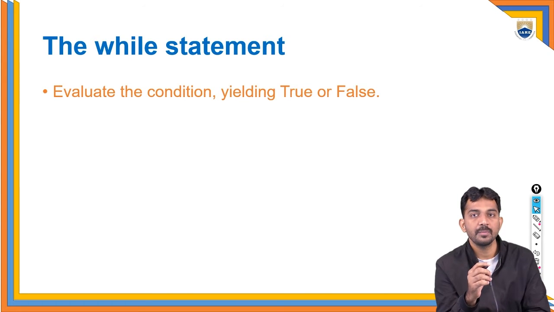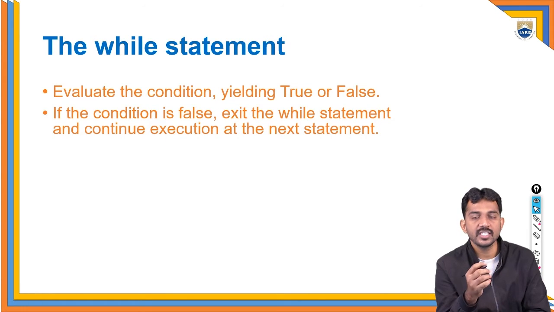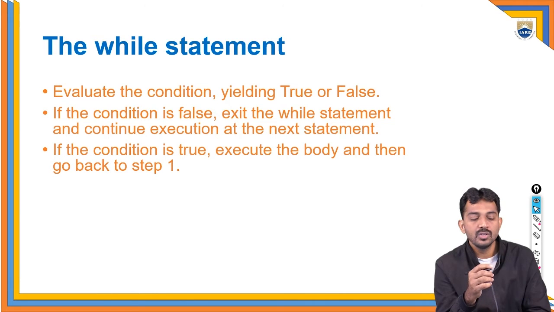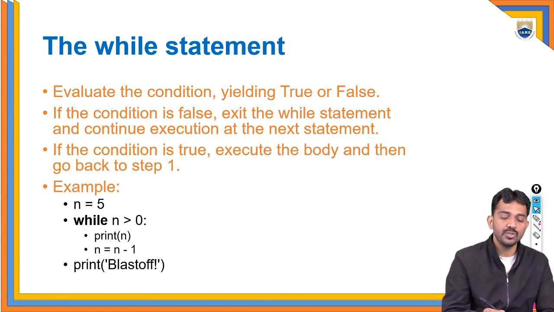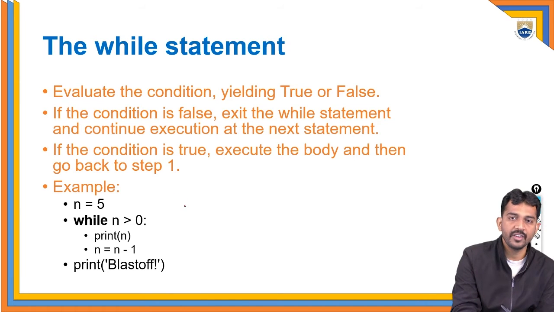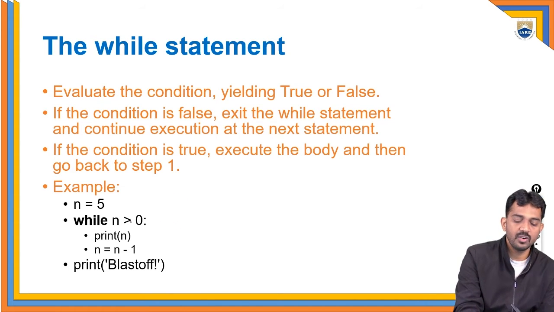If the condition is false, it exits the while statement, right? If the condition is true, it executes the body of the loop. This is a simple process. Here we are going to print the data from 5 to 1, right? So what is it going to do here? The n value is 5, right? This is the simple statement, while of n.